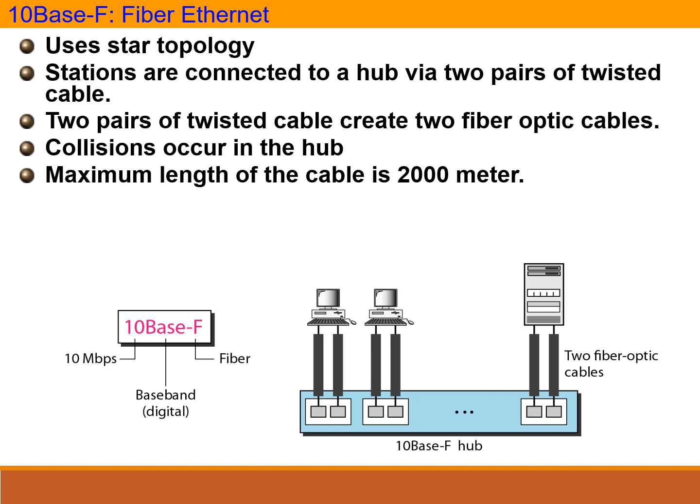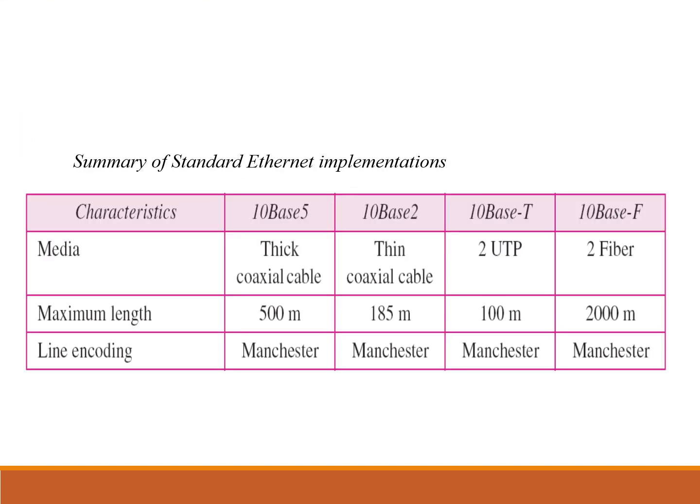10BaseF: 10 is Mbps, baseband is digital, F is called fiber. So here we are using a hub, and then 2 fiber optic cables we are going to use for joining purpose. And then this is a summary of Ethernet implementations: media, maximum length, and what is the line encoding. So always we are using Manchester encoding only.